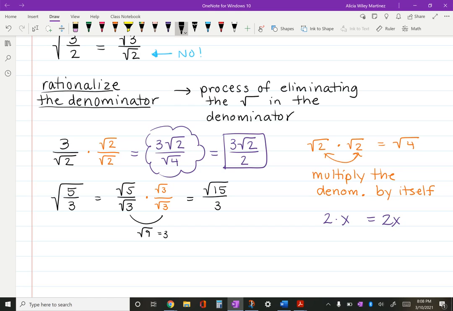Now I cannot simplify the 15 and the 3 because this is not a 15, it is the square root of 15, which is technically a decimal value. So since those cannot be simplified, this is your rationalized answer.